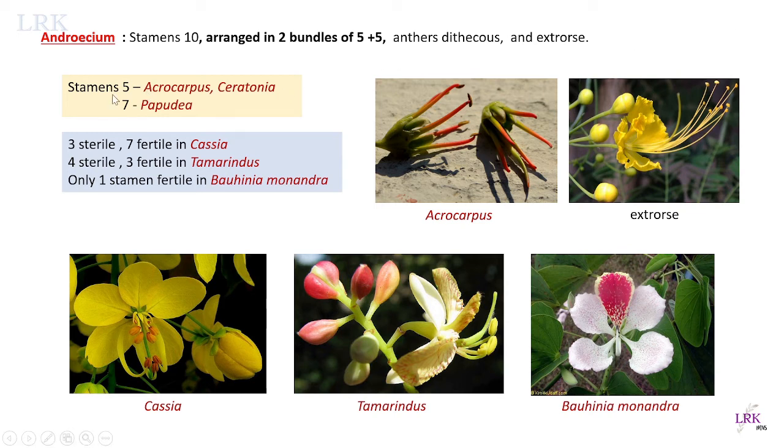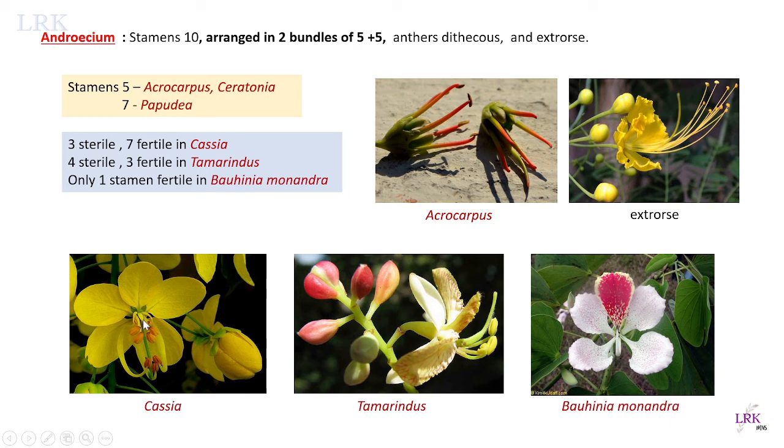And stamens are only 5 in Acrocarpus. You can see in this picture, in Acrocarpus the stamens are 5 in number. In Ceratonia and Acrocarpus we see such a condition, and in Peltophorum we have 7 stamens. And in Acacia, out of 10, 7 stamens are fertile and 3 are sterile.